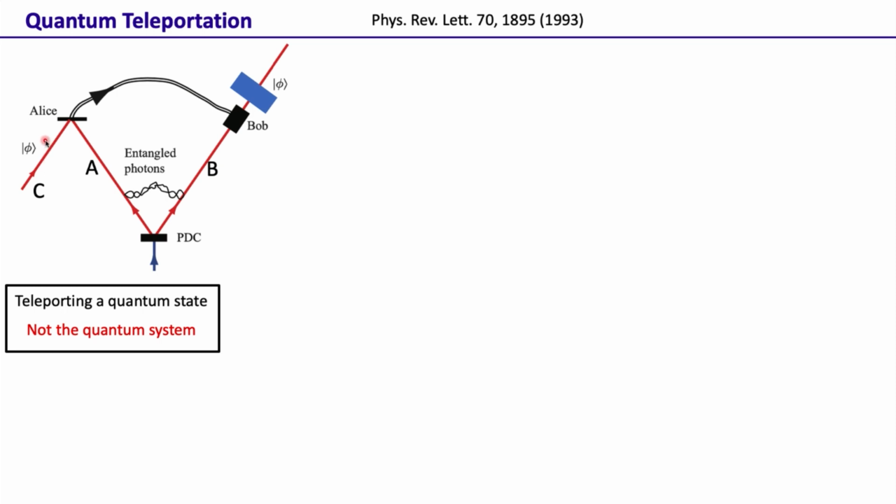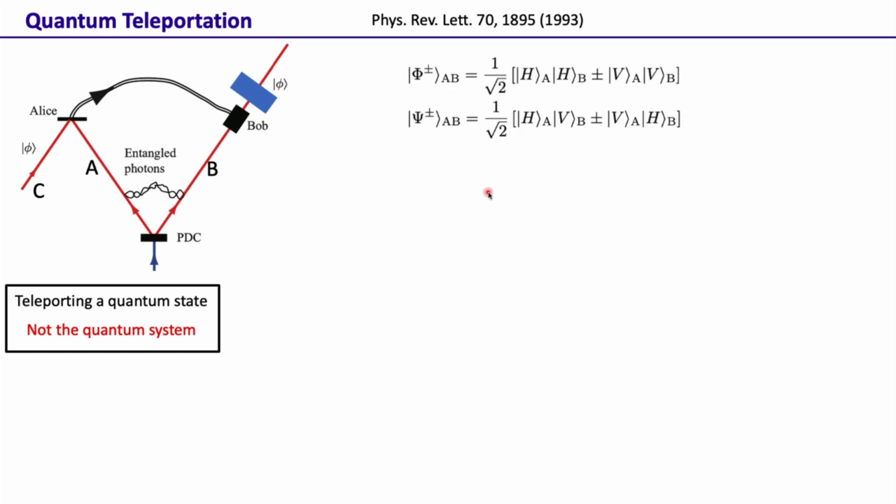So now let's see how this is done. In teleportation, of course, Alice and Bob share an entangled state, and they can share any of the four polarization Bell states. These are all maximally entangled states. There could be four of them. They are all orthogonal to each other, and these are called polarization Bell states. For example, phi plus is HH plus VV, phi minus is HH minus VV, psi plus is HV plus VH, and psi minus is HV minus VH.